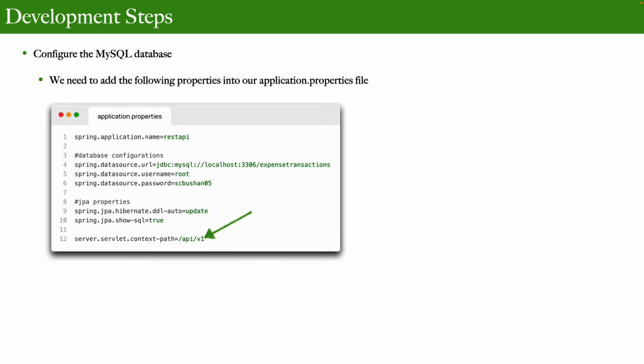And the last property we have added is the servlet context path. This is not related to the data source or any sort of configuration. We just added it for the application's purpose. Once we add the context path value /API/v1, all our API endpoints will be prepended with /API/v1. This is just the context path to our API.